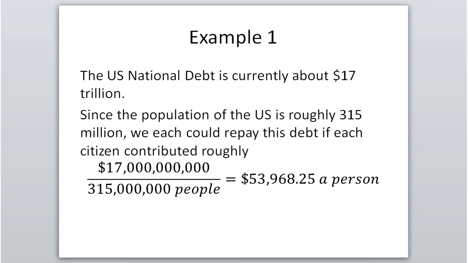Currently, the U.S. national debt is about $17 trillion, and right now, the population of the United States is about 315 million people. Maybe you think it's a good idea to repay all of the national debt, and maybe you want to do that by splitting it up evenly among the United States citizens. Well, if we take that 17 trillion and divide it among the 315 million people to get dollars per person, it would take roughly $53,968.25 per person to pay off the national debt.